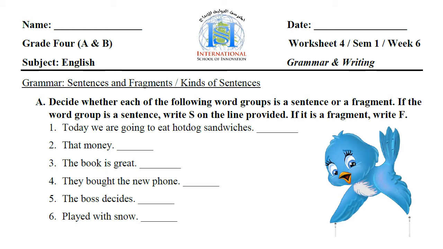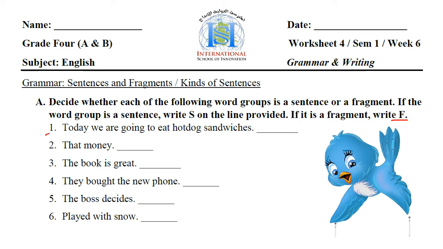This week we studied sentences and fragments and four kinds or types of sentences. The first one is: decide whether each of the following word groups is a sentence or a fragment. If the word group is a sentence, write S on the line provided. If it's a fragment, write F. Number 1. Today we are going to eat hot dog sandwiches.